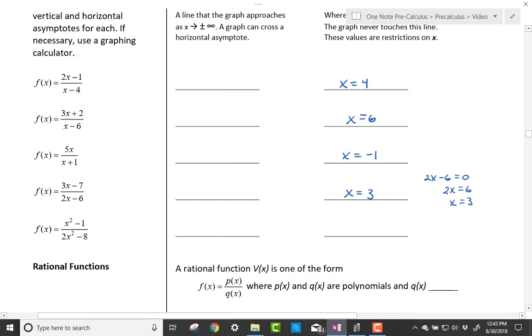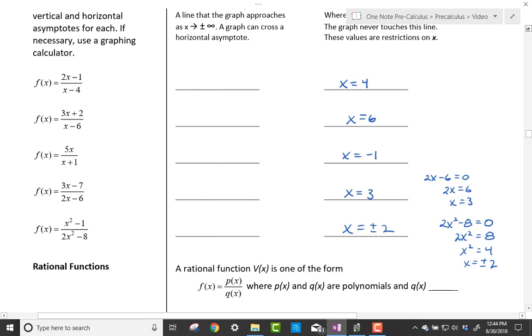Same thing with this last one, 2x squared minus 8. I can set that equal to 0. I can add 8 to both sides. That's 2x squared equals 8. Divide out the 2. That's x squared equal to 4. If I square root both sides, I get x equals plus and minus 2. So I have two vertical asymptotes here, x equals positive and negative 2. All right?